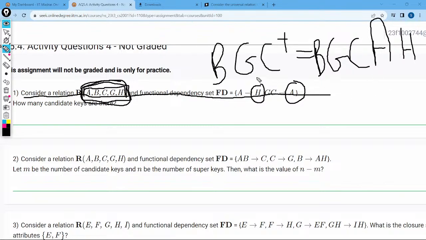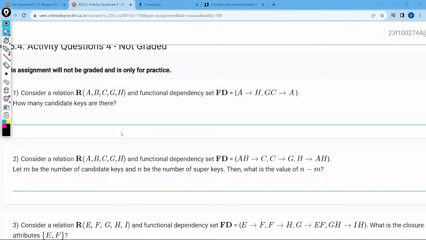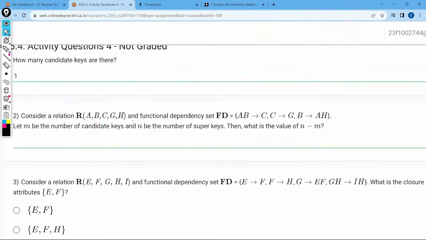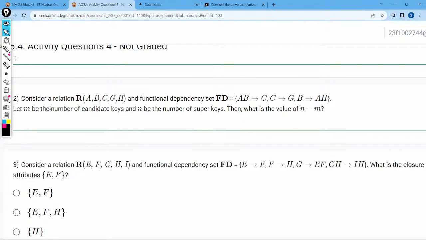So how many candidate keys? This is a singular case, and two. Is there any other way? I don't think there is any other way I can reach it. So this is the answer, which is a singular candidate key. Let's go to question number two.